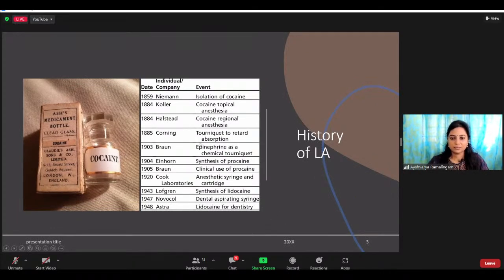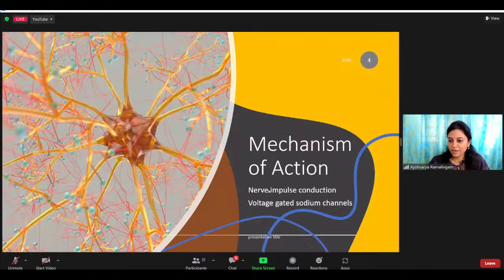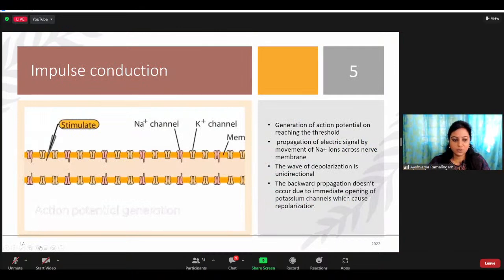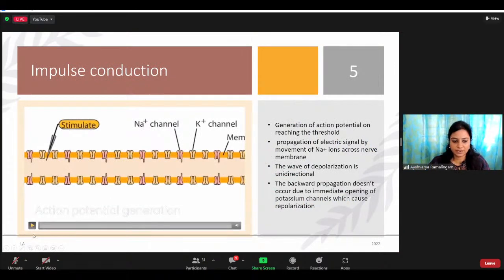Yes, sir. Halsted in 1884 used it for regional anesthesia. And in 1943, Lofgren synthesized lidocaine, which is still in use. Coming to the mechanism of action of local anesthetic, we first need to know the nerve impulse conduction and how the voltage-gated sodium channels work. So this is a video showing nerve impulse conduction.